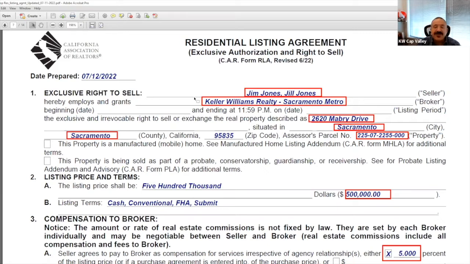Contracts have to have certain terms in order to be valid. It has to have the parties, has to have a start date, an end date, an amount, and it has to be signed.